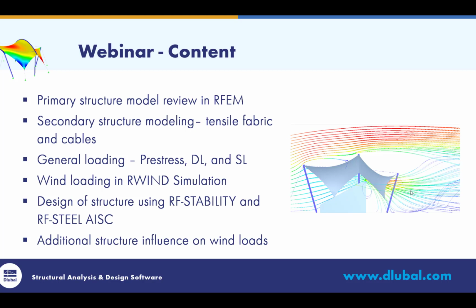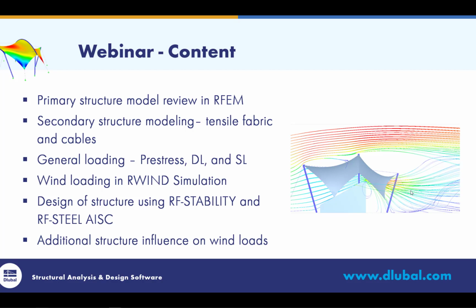What this will allow us to do is to essentially take our structure into a numerical wind tunnel. We can determine what the wind pressures are. We can bring these back into RFEM as loads, and then we can integrate them with the other load cases. From here, we can utilize some of our other add-on modules, such as RF-STABILITY and RF-STEEL AISC, to design the supporting structure. And finally, I want to take a look at the influence on wind loads when we're considering additional structures or additional bodies in addition to our tent type structure today.